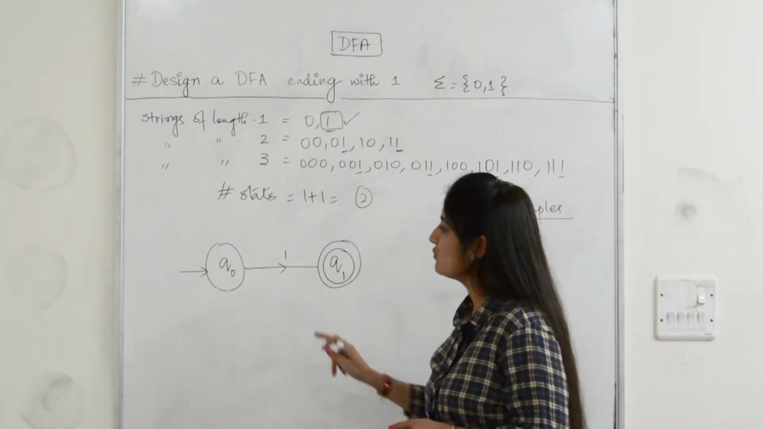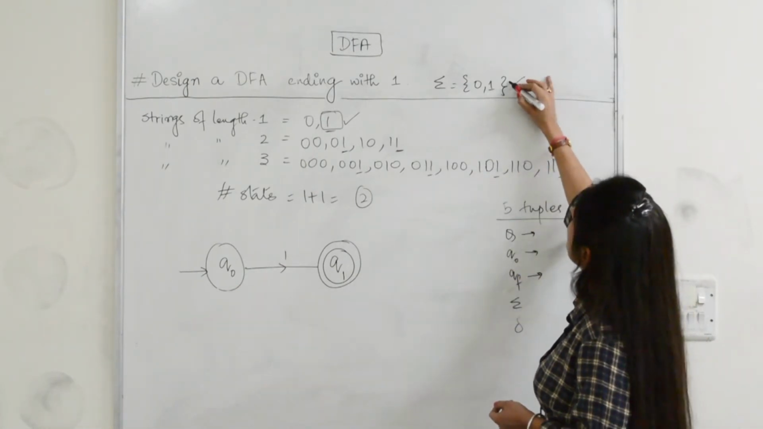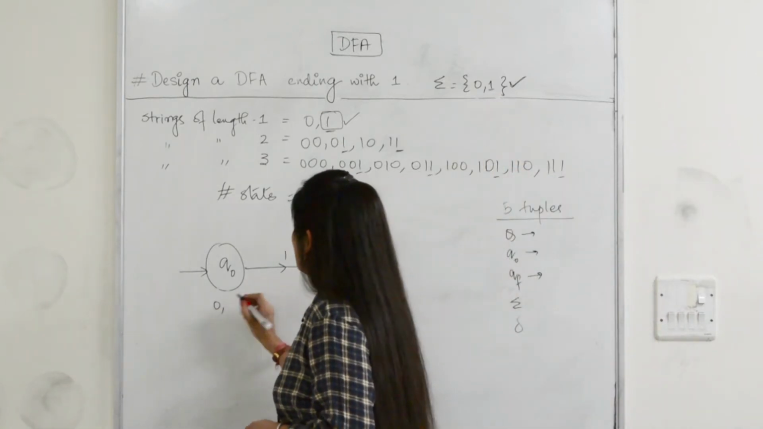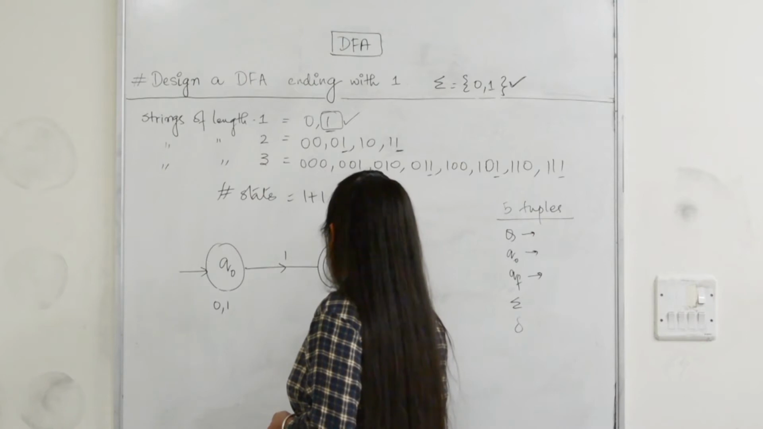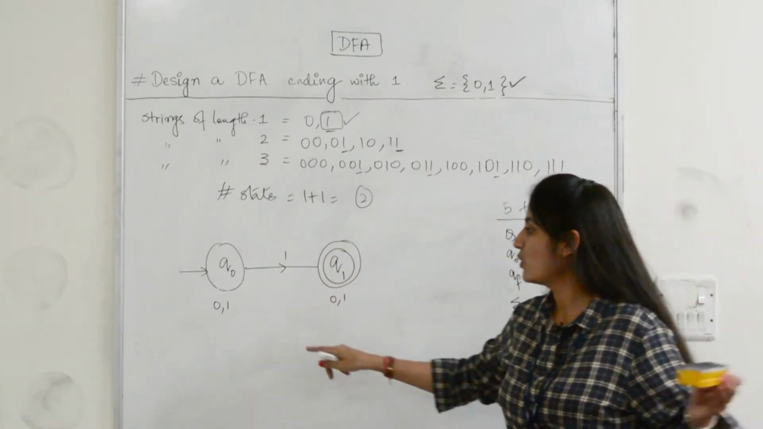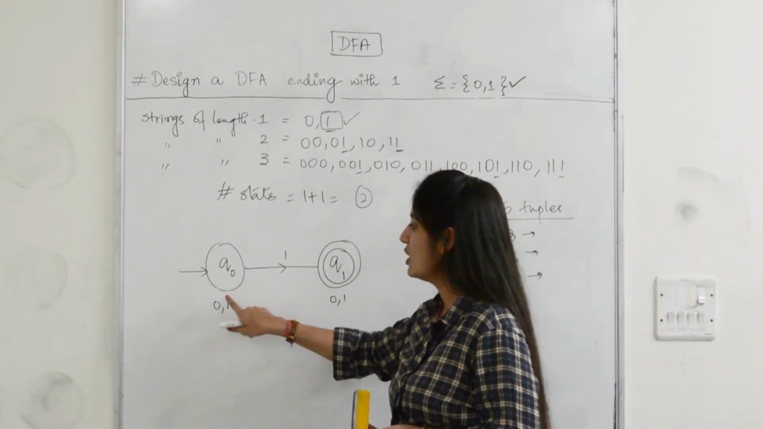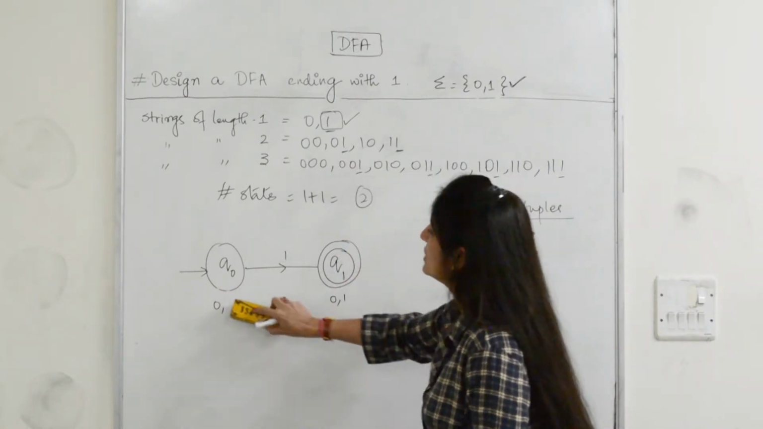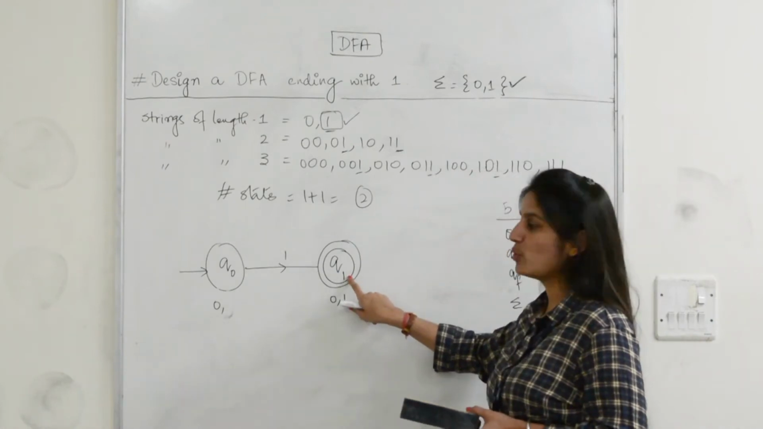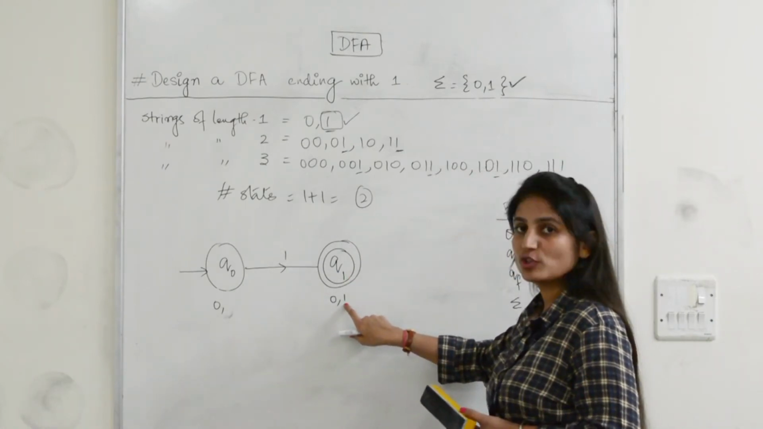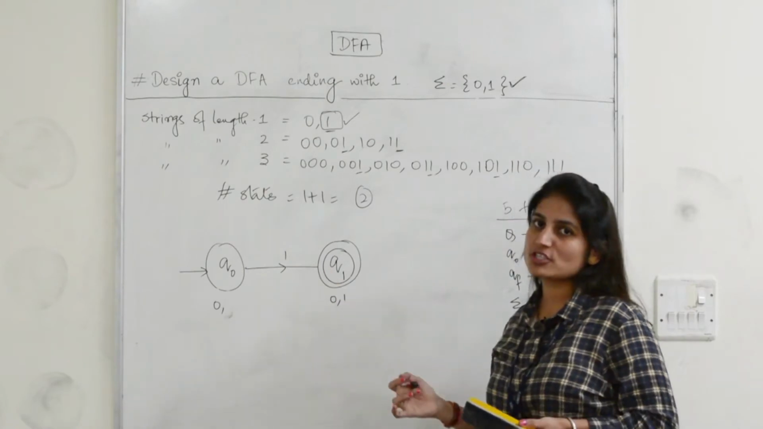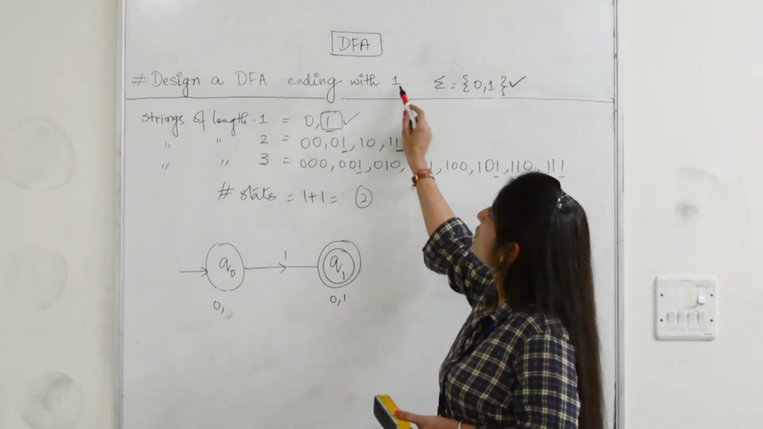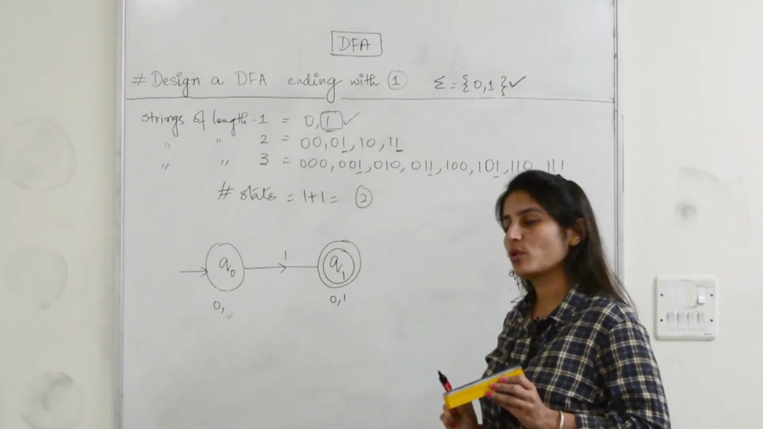Now for every state, we have to make the transitions for these 2 input alphabets. For this state we'll have the input alphabets 0, 1, and similarly for this one. We have made the transition for Q0 for the input alphabet 1, so we are done with this. Now for the state Q1, we are going to make the transition for the input alphabet 1. We are focusing first of all on ones. Why? Because we have to design a DFA which ends with 1, so first of all we focus only on ones.